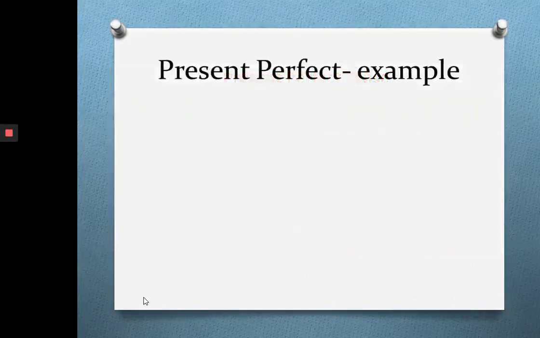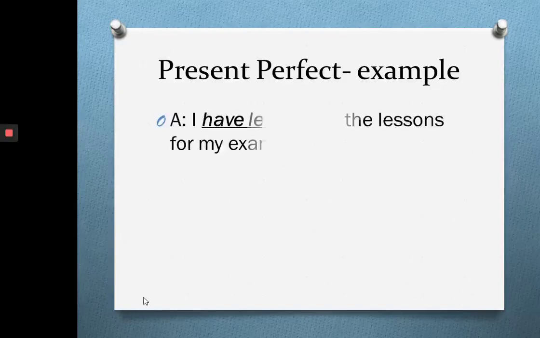Now I will give you some more examples. One example is in the first person singular, and one is in the third person singular. Both of them will be provided in all three forms. So, in the affirmative form, we can say, I have learned all the lessons for my exam.